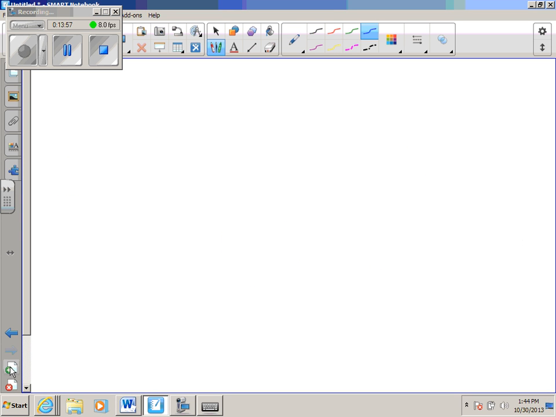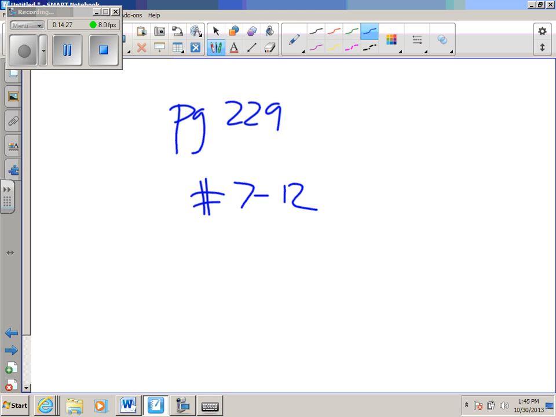So on 229, numbers 4 through 15, they just want the x-intercept and the y-intercept. You're not graphing anything. You just tell me what the x-intercept is and what the y-intercept is. Okay? 2 numbers. And then 16 through 27 are asking for you to do what we just did with the graph. Get the 2 points and then graph them. So let's go 7 through 12 in that section. And let's go 18 to 20 in the other.